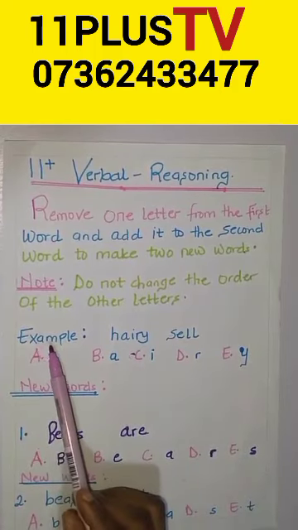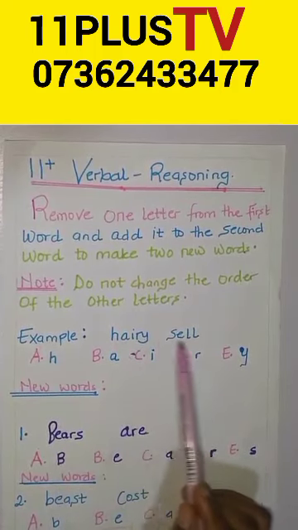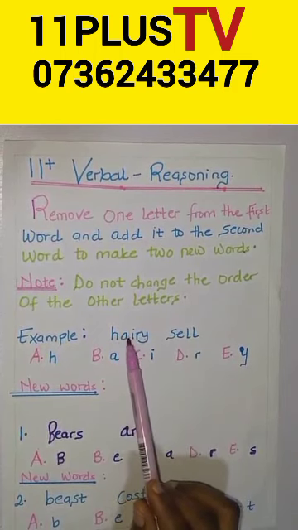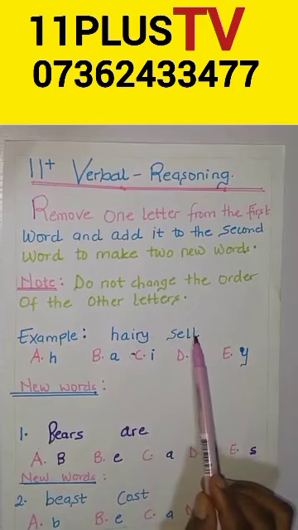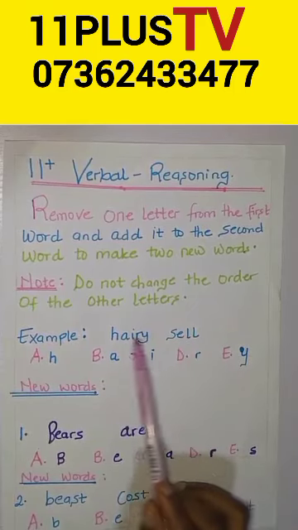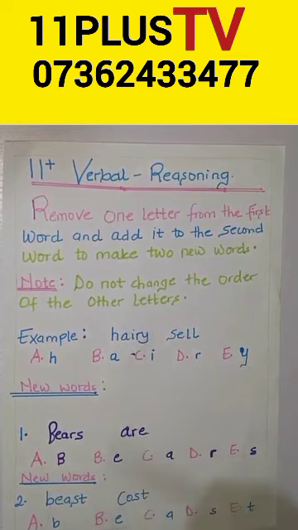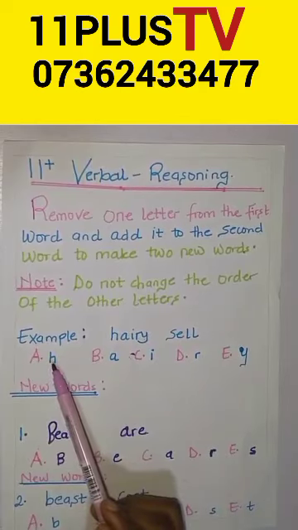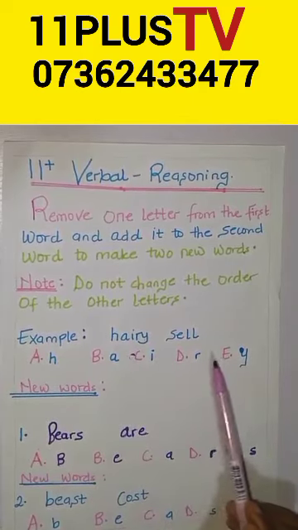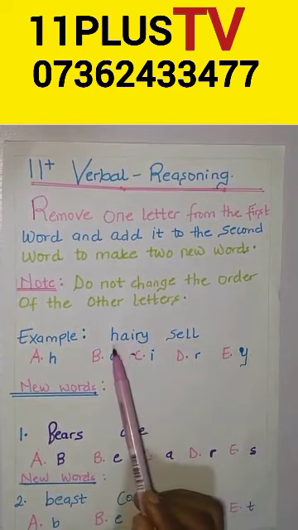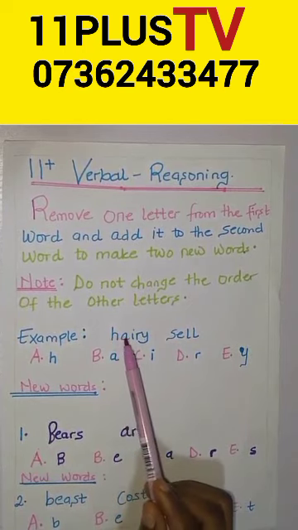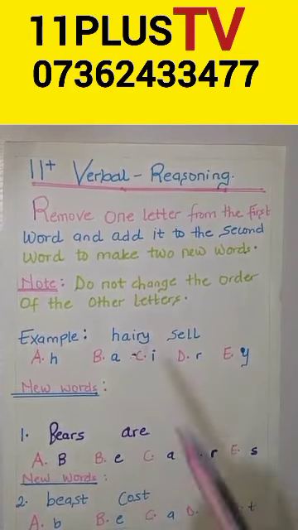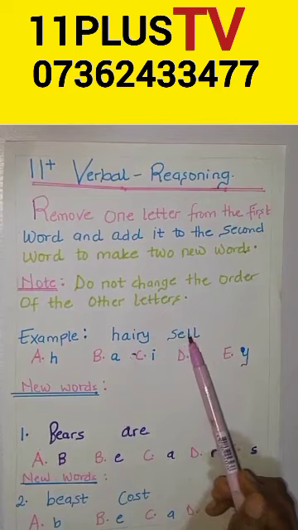Let's take the example. You have two words here, Harry and Sal. Now we are to take a letter from Harry and add it to the second word to form a new word. Also, Harry will become a new word. So we have options. Is it H, A, I, R, Y? You need to be careful that any letter you're moving from the first word makes the first word form a new word, likewise the second word.